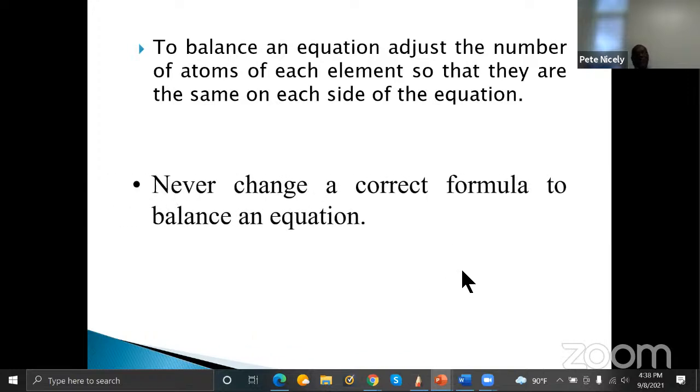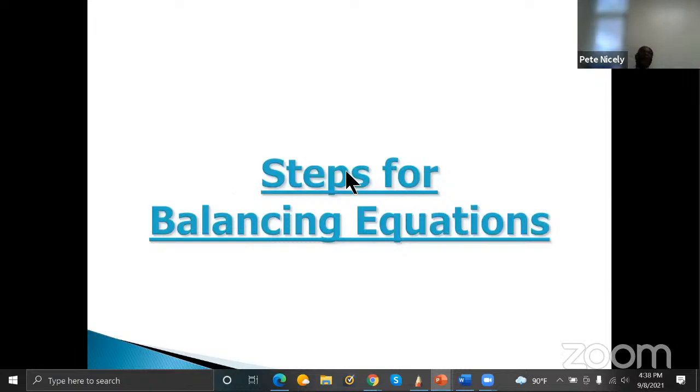One thing we should never do in our effort to balance an equation is change the formula of the compound. So we don't modify the formula for the compound to balance an equation, all right? In fact, what we have to do is make changes to the coefficients in order to achieve the balance of atoms on either side of the equation.